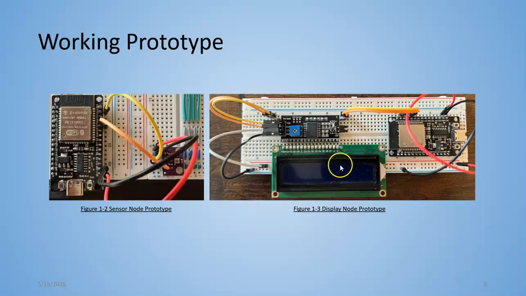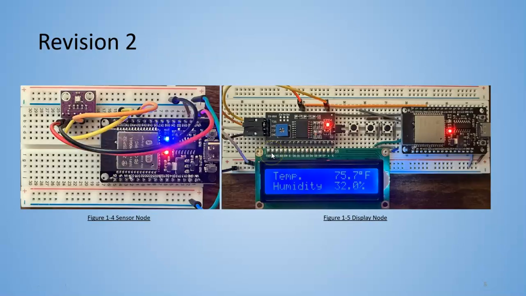Figure 1.3 shows the display node prototype, and this works fine, but there were some improvements to be made and some functionalities to be added. Here on this slide, it shows figure 1.4. This is the sensor node on the new, smaller breadboard to make more efficient use of the space and the footprint. And figure 1.5 shows the new display node.